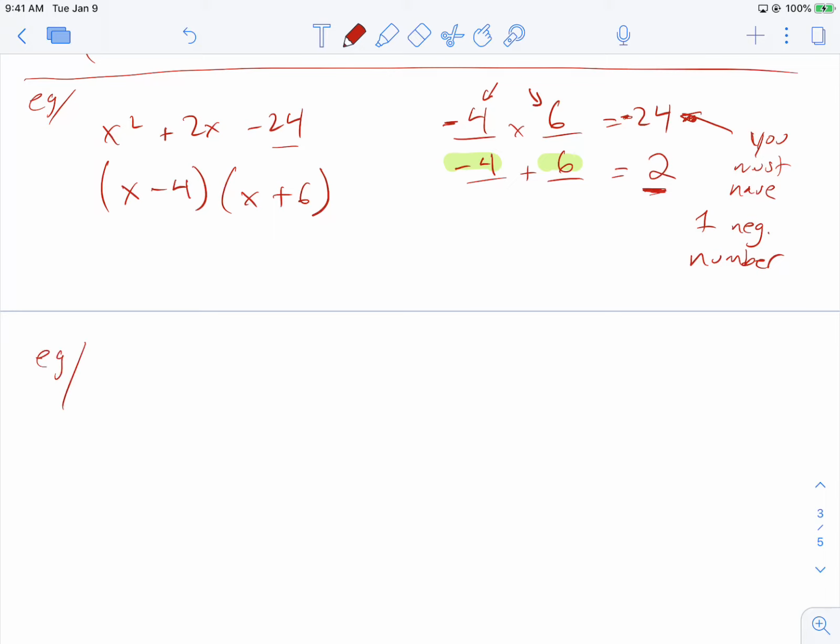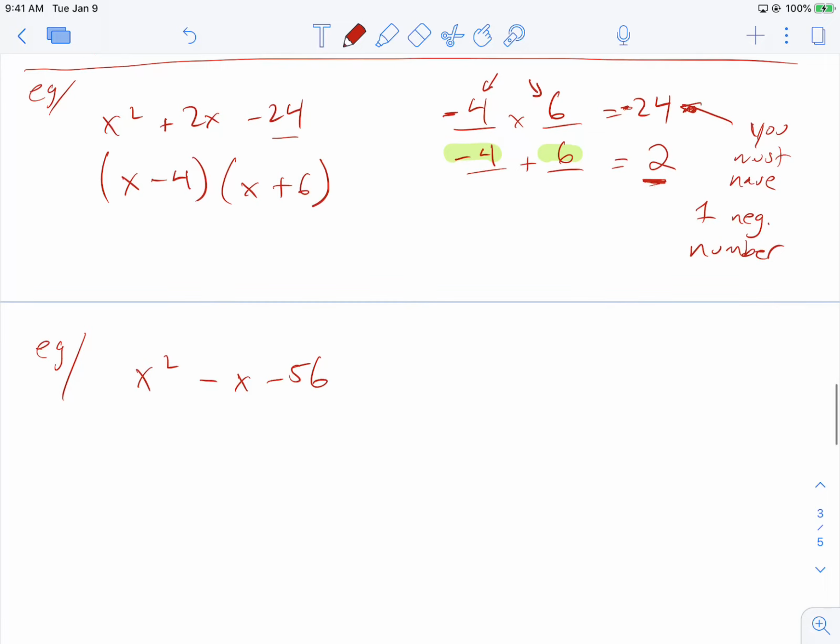Let's do this one. x squared minus x minus 56. So we're going to find two numbers that multiply to 56 and two numbers that add up to whatever number we have here. What number do we actually have here? Well, it's kind of this little imaginary negative 1 in there, but we don't like to write the ones. So we have negative 1.